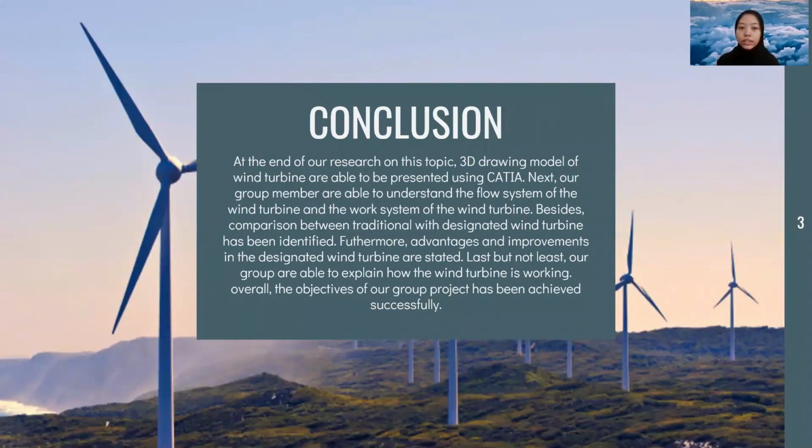As for the conclusion, at the end of our research on this topic, a 3D drawing model of the wind turbine is able to be presented using CATIA. Next, our group members are able to understand the flow system of the wind turbine and the work system of the wind turbine. Besides, comparison between traditional and designated wind turbine has been identified. Furthermore, advantages and improvements in the designated wind turbine are stated. Last but not least, our group is able to explain how the wind turbine works. Overall, the objective of our group project has been achieved successfully.